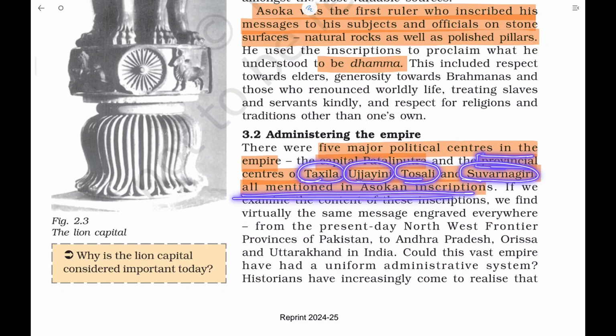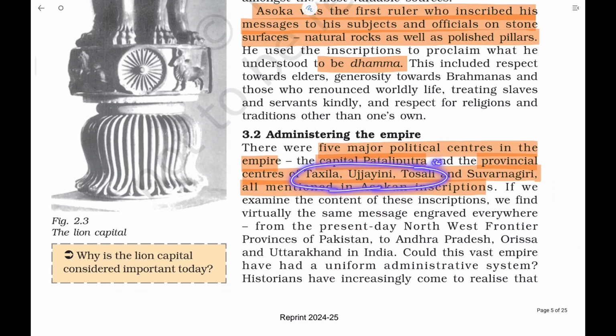All these get mentioned in the Ashokan inscription. So a question can be made here that which of the following was not a provincial center during the Mauryan period. यहाँ से 4 के 3 एग्जाम्पल्स आपको उठा लेंगे एंड देन फोर्थ जो होगा दे विल चेंज इट एंड दे विल आस्क द नॉट करेक्ट वन.